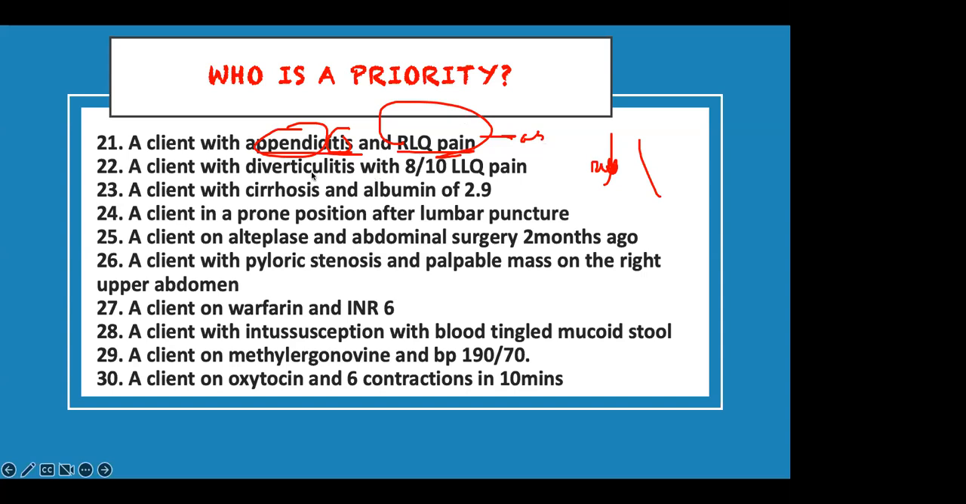A client with diverticulitis, another itis, with 8 out of 10 left lower quadrant pain. Yeah, diverticulitis is on the left lower quadrant, and there's itis, so you should get pain. It's 8 out of 10. Okay, it's bad for the patient. Pain is perception, but we believe the patient.